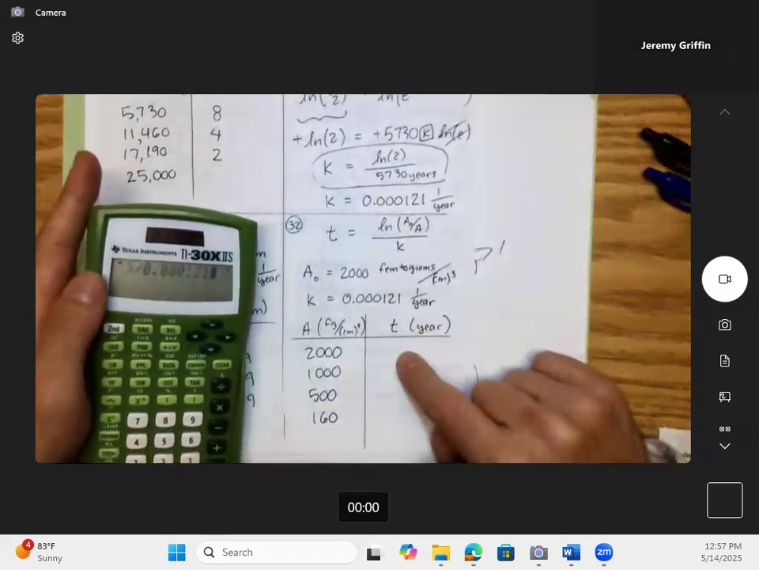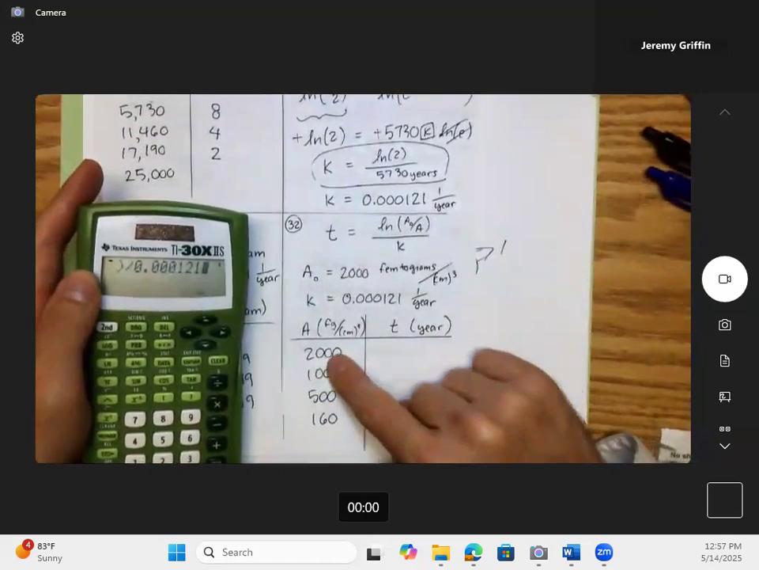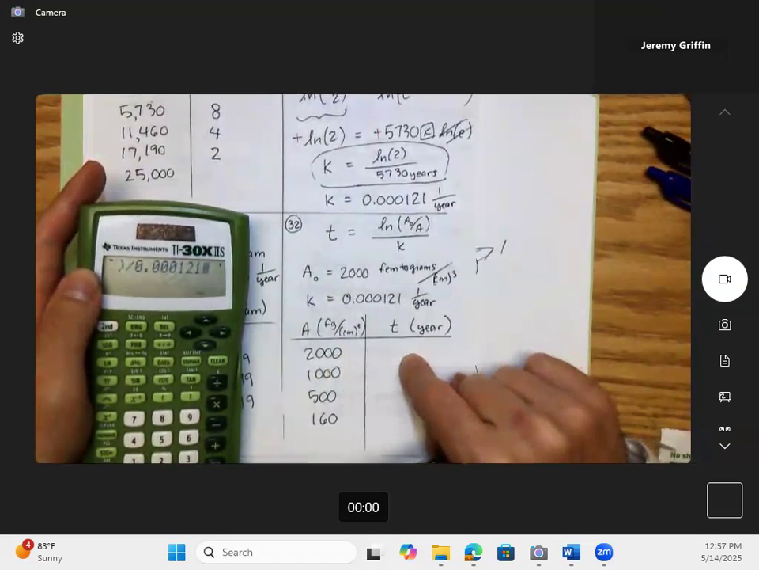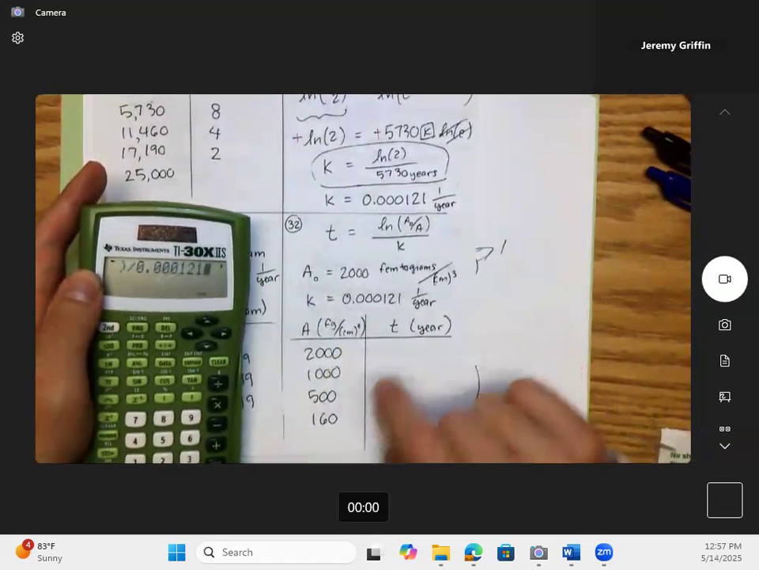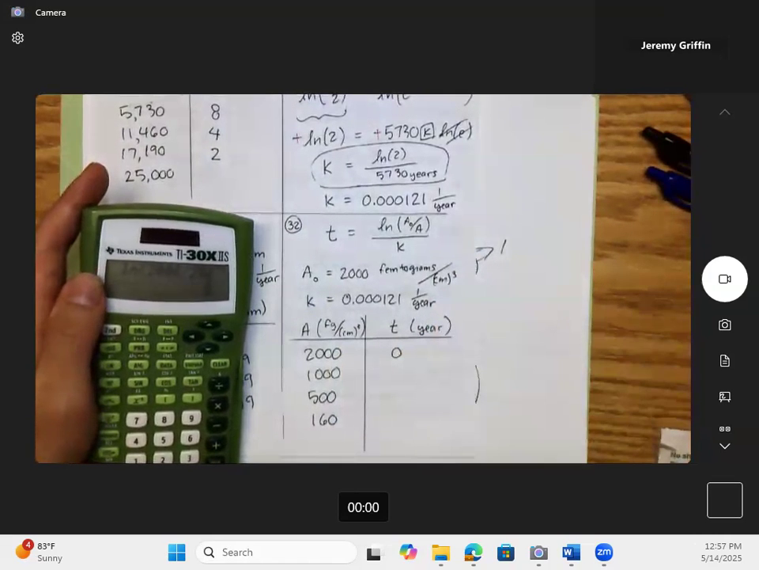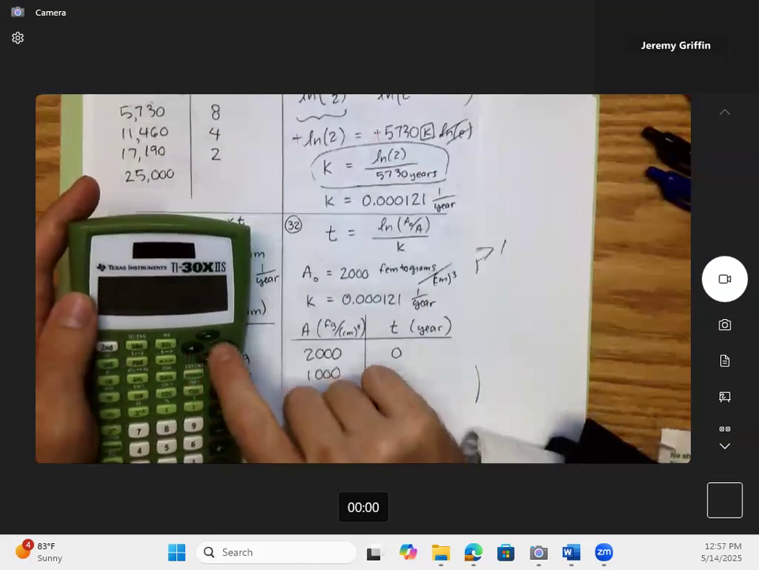What I'm trying to get at is, when I plug in 2,000 into this expression, how much time should it tell me has passed? What number is going to show up on this calculator screen? 0. Yeah, that's 0 right there. 0 time has passed. Realistically, maybe somewhere between 0 and 10 years, so basically 0.